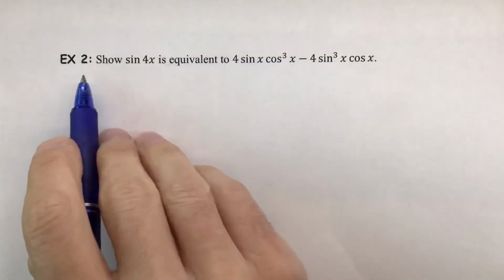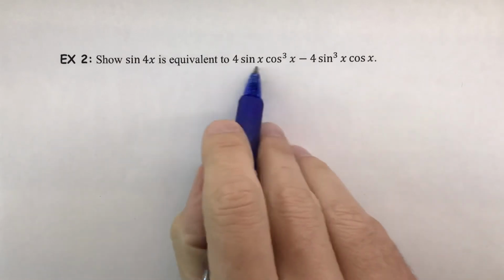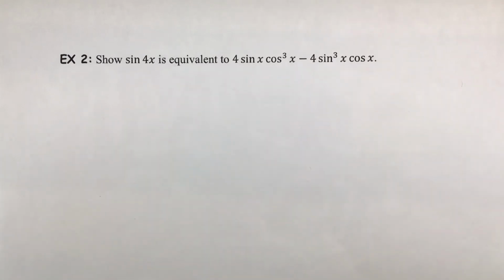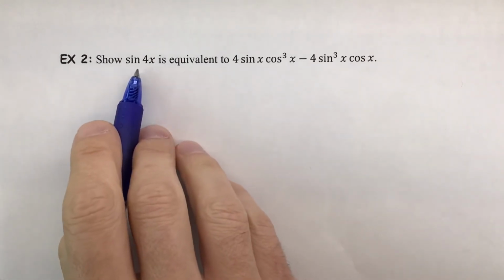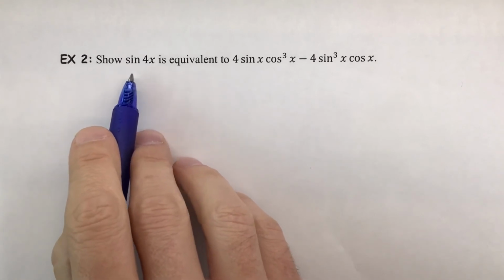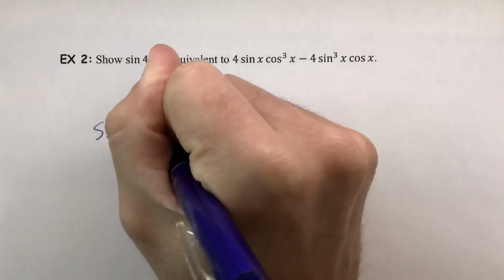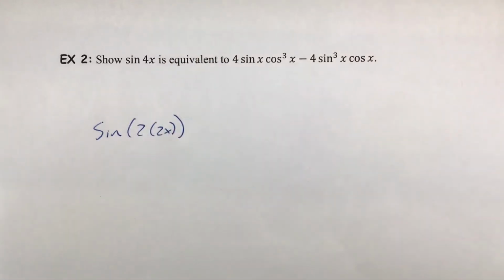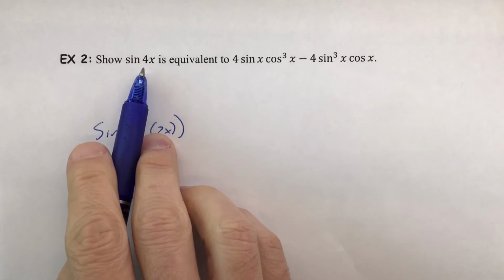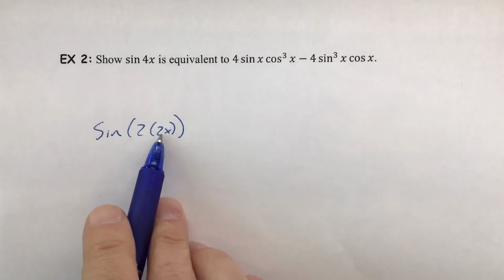In example 2, we are asked to show that the sine of 4x is equivalent to all of this stuff here. We got to show that the sine of 4x is equal to all of that stuff that we have there. All right, so let's take a look at sine 4x. We've been talking about sine 2x. Well, sine 4x is actually just 2 times 2x. We can think of it that way. So we start to draw a connection between this and what we've been looking at with the double angles. It's just a double of the 2x.